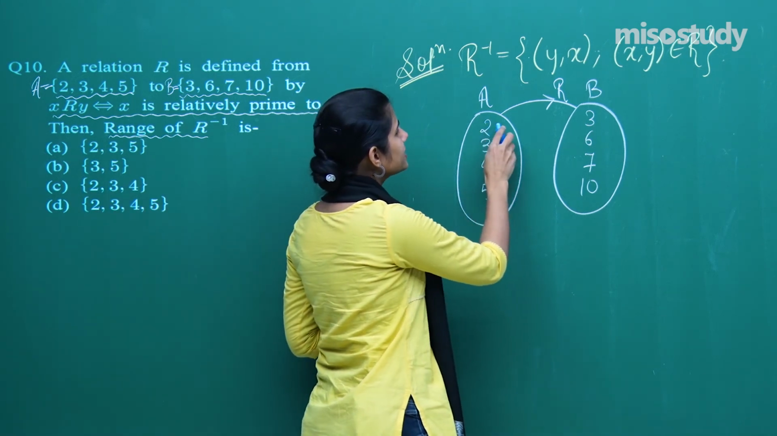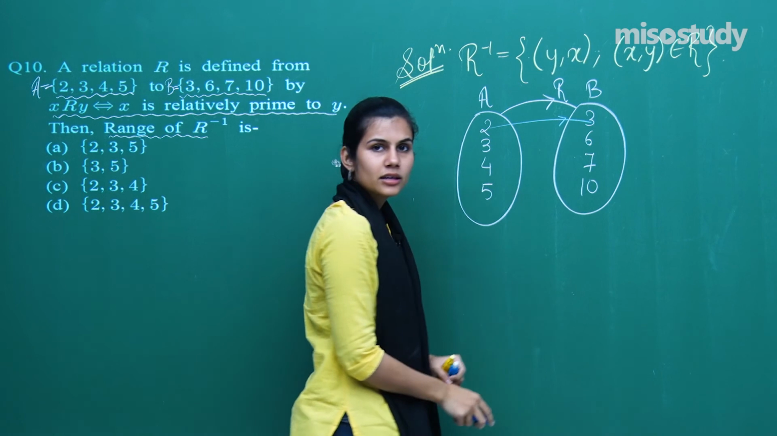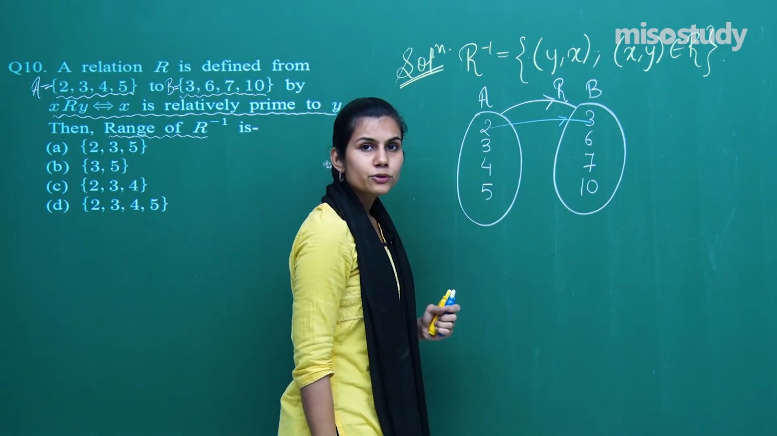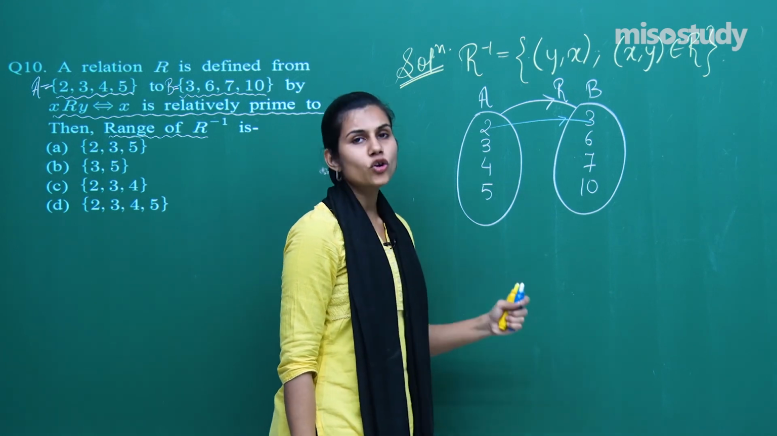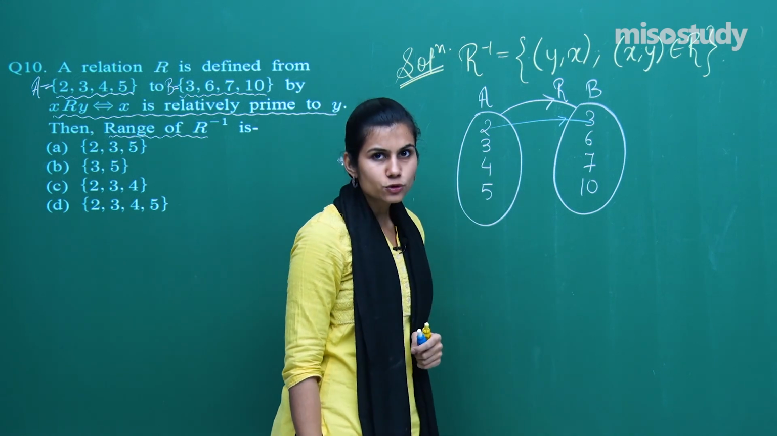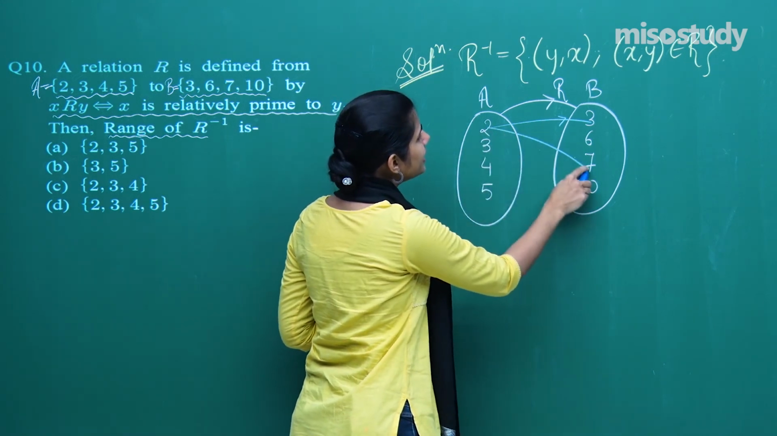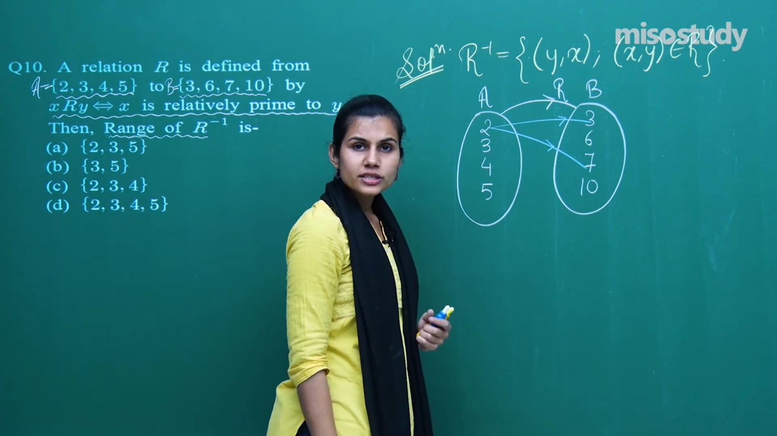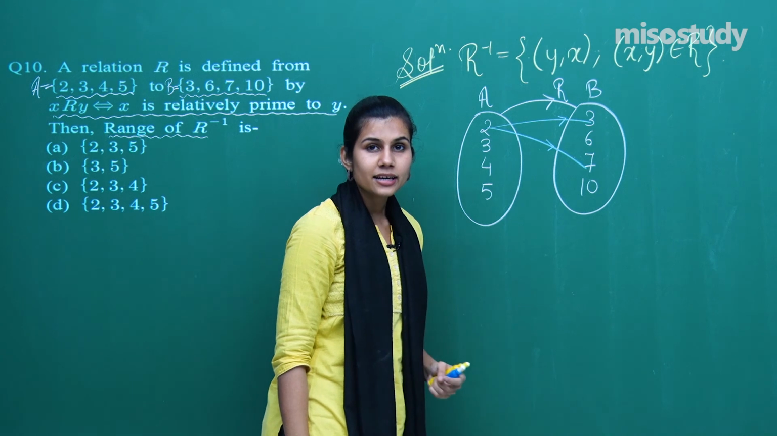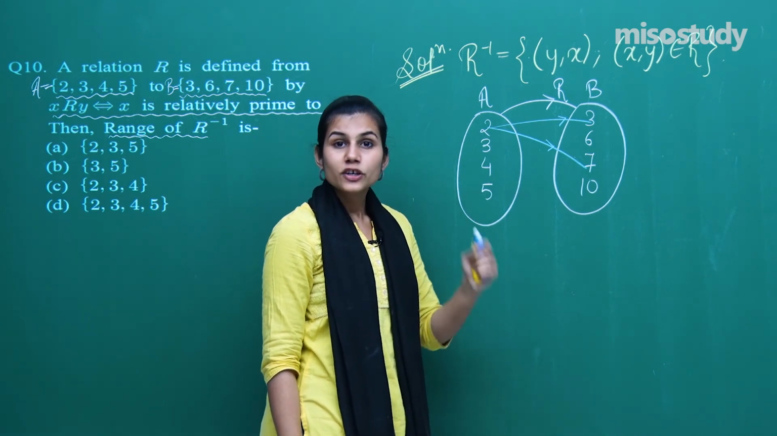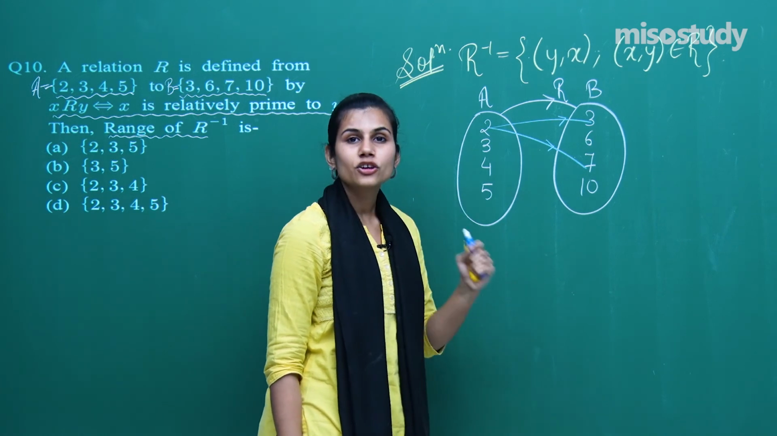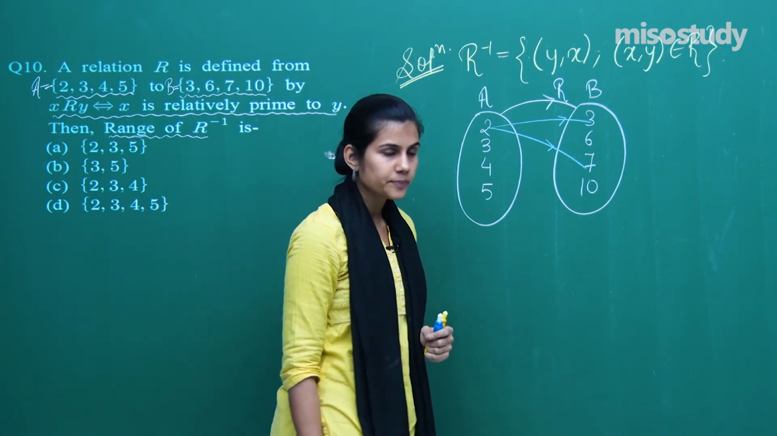Now 2 is relatively prime to 3 because only 1 is the common factor. 2 is not relatively prime to 6 because 2 is one more common factor apart from 1 between 2 and 6, and therefore 2 is not related to 6. 2 is definitely relatively prime to 7 again because they only have one common factor which is 1, and 2 is not relatively prime to 10 because 2 and 10 have 2 as one more common factor apart from 1, and therefore 2 and 10 are not relatively prime to each other.